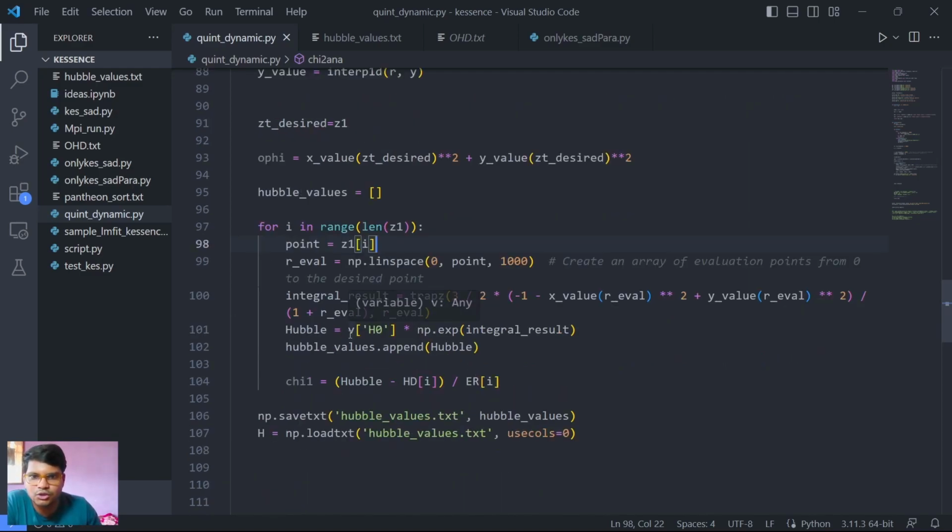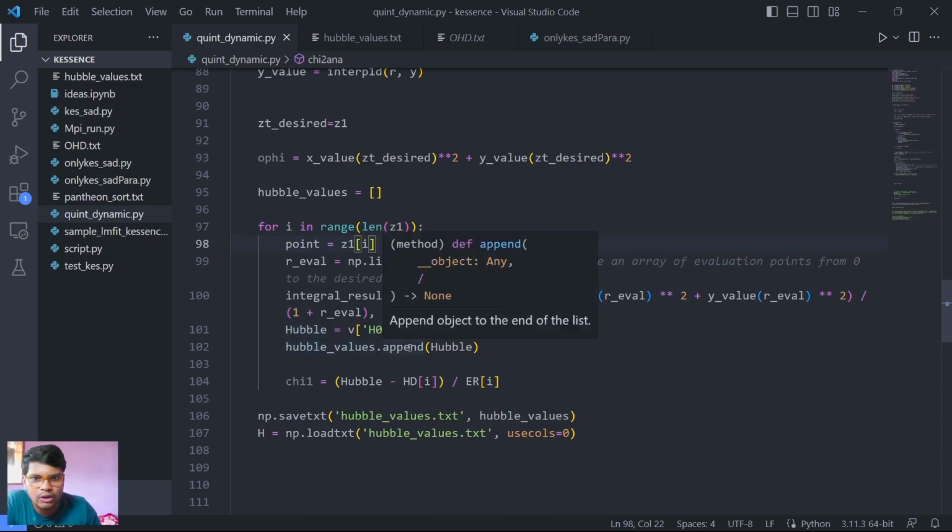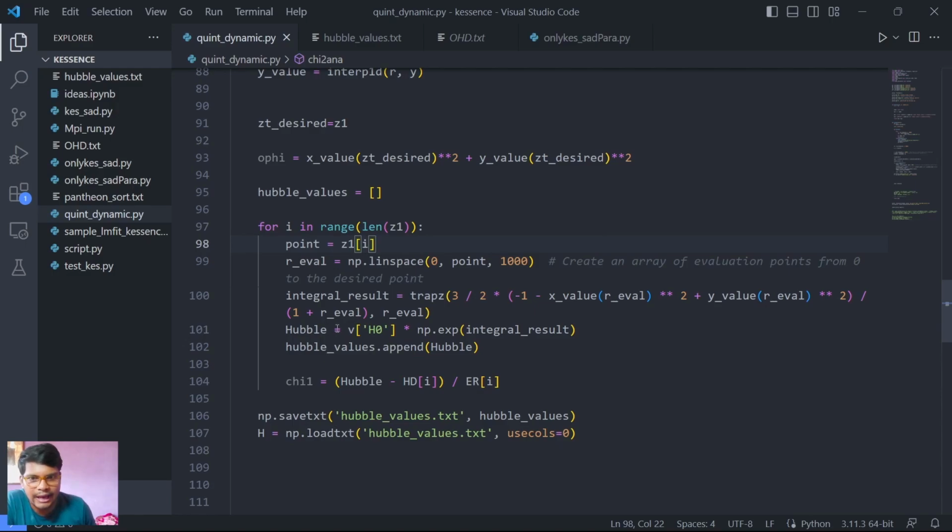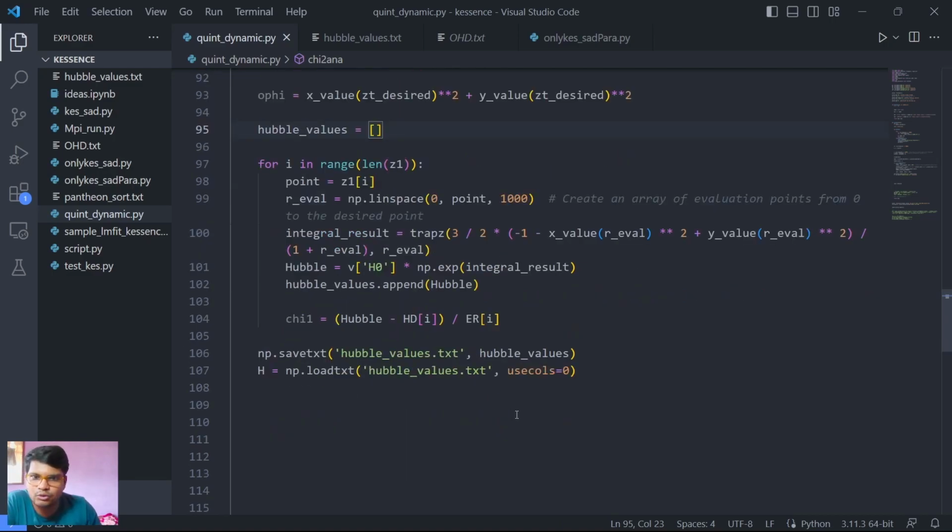And then from here, Hubble is equal to V of h0 times np.exp of this integral result, right? Then Hubble value dot append, because I want to make a list. If it is inside a for loop, every time the Hubble will change its value, and when it reaches 43 it will have only one value. But I don't want that. I want the complete set of values. So first I define Hubble value equal to a square bracket, which represents a list. Then Hubble value dot append of Hubble, so it will now create a list.